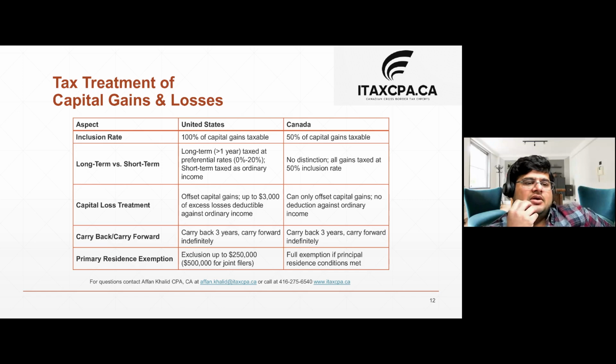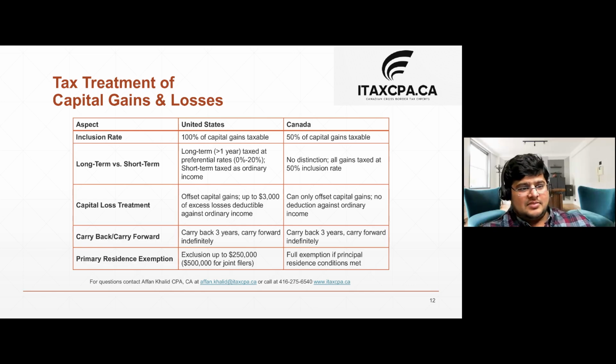Okay, talking about capital gains and losses, I've tried to compare the tax treatment of capital gains and losses between the US and Canada. I apologize in advance if my interpretation of the US rules is slightly incorrect, but for the Canadian rules, that's 100% accurate. So in terms of the inclusion rate, in the US, as I understand, 100% of the gain is included, whereas in Canada it's 50% as of now, unless some rules change later on. But for 2025, guaranteed it's 50%.